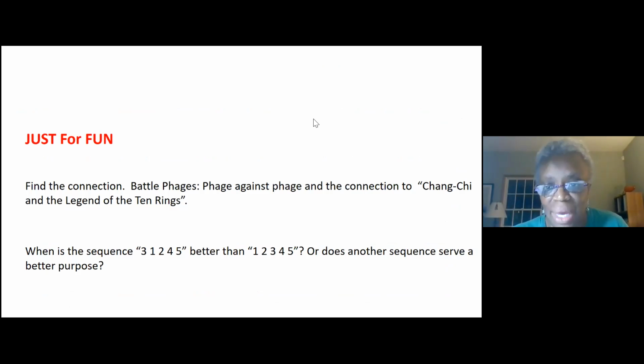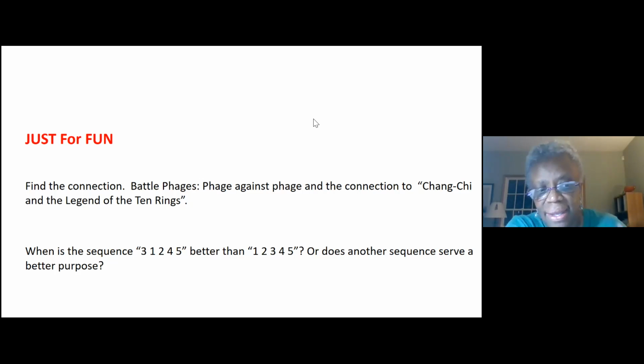So I'm not going to give it away because I want you to remember part of the oral presentation is that you want people to think, oh, what's next? What's next, right? So if you get to see The Legend of the Ten Rings, I want you to think about two phages battling each other, defending each other. I want you to be thinking about this connection and how it might relate to the story that I told you. So, I'm leaving you something to think about.